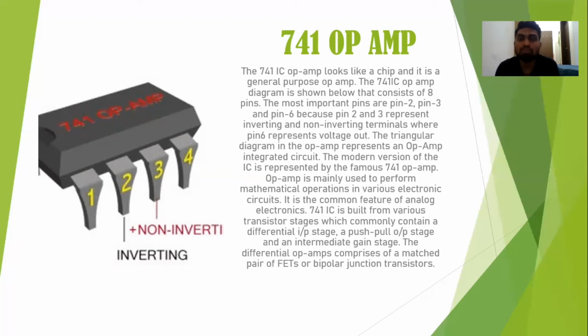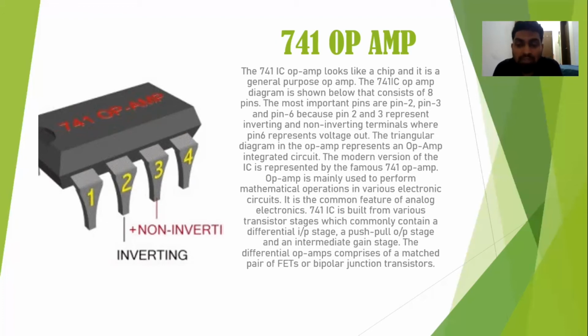The most important pins are pin 2, pin 3, and pin 6, because pins 2 and 3 represent the inverting and non-inverting terminals, whereas pin 6 represents the voltage output. The triangular diagram represents the op-amp integrated circuit. The modern version of the IC is represented by the famous 741 op-amp. The op-amp is mainly used to perform mathematical operations in various electronic circuits.